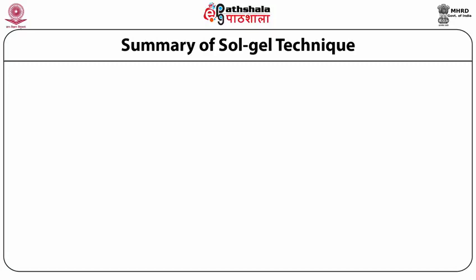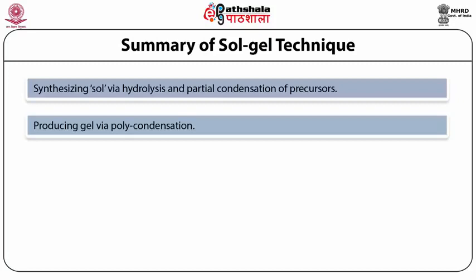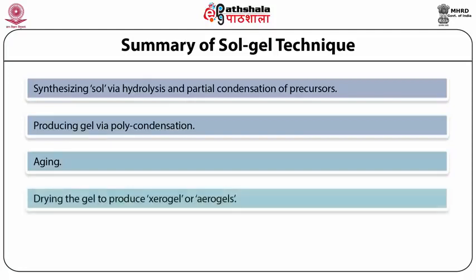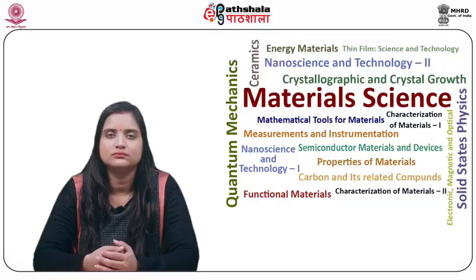Apart from precursor synthesis, the sol-gel technique can be summarized as follows: firstly, synthesizing sol via hydrolysis and partial condensation of precursors. Secondly, producing gel via polycondensation. The next step is aging, then drying of the gel to produce xerogels or aerogels. Then removing the M-OH groups present on the surface by heat treatment at elevated temperatures.